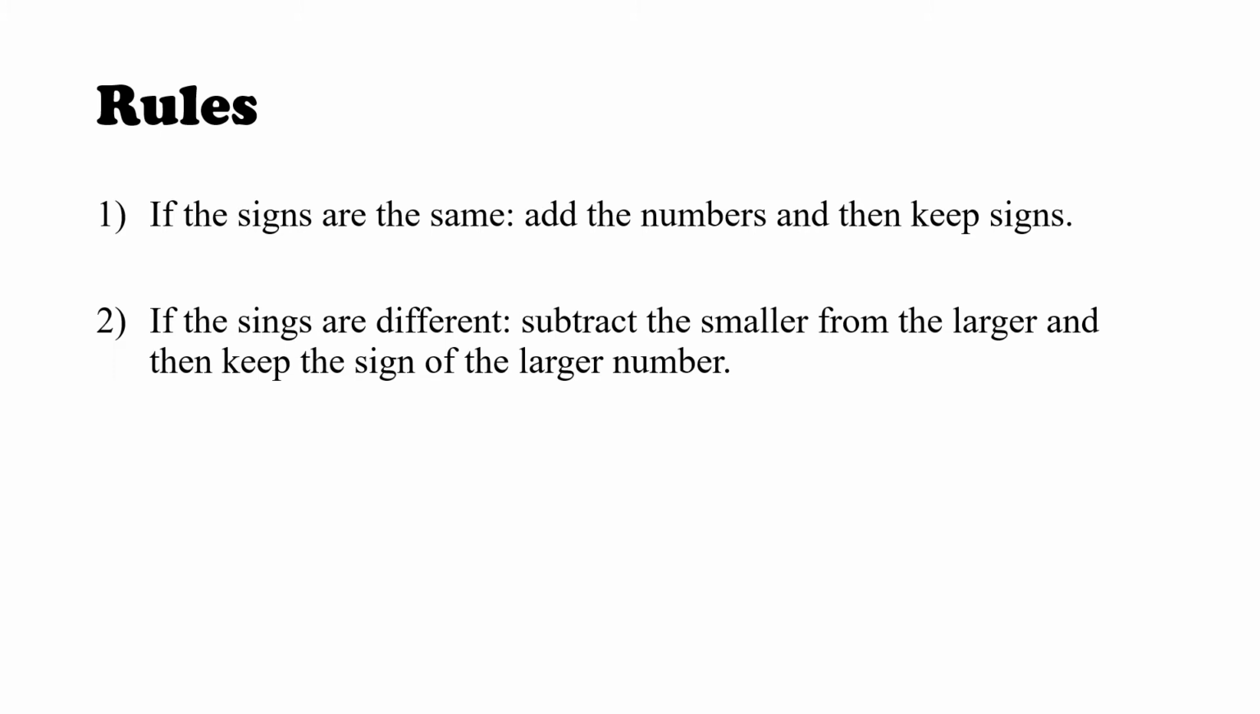And I repeat, number 2: if the signs are different, you subtract the smaller from the larger number and you keep the sign of the larger number. Let's put that into perspective. So, different signs. Now we have minus 8 and plus 5. Look at what's going on there. One is negative, the 8 is negative, and the 5 is positive.